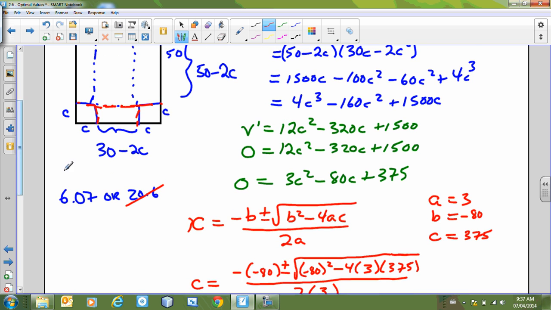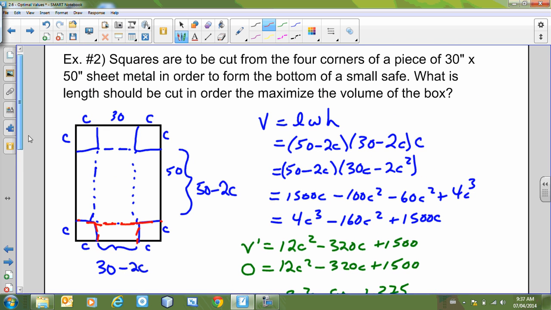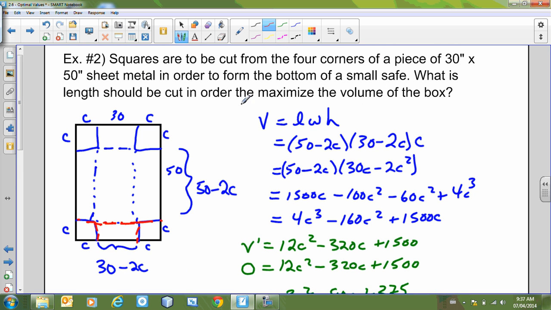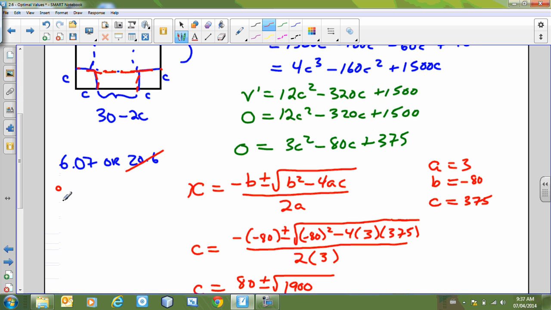So what we're going to do is basically cut 6-inch squares off of each corner. And in this case, what is the length that should be cut in order to maximize the volume? The question is, what should we cut, not what is the volume? And again, just paying attention to that is fairly important. Therefore, we should cut, oops, that's not spelled correctly. We should cut 6.07 by 6.07 inch squares from each corner.